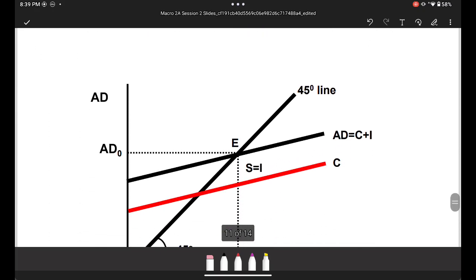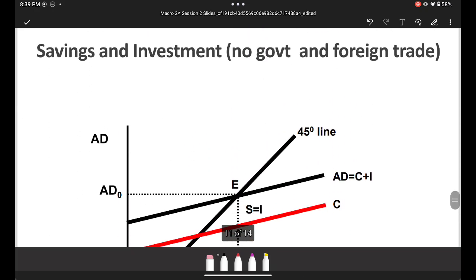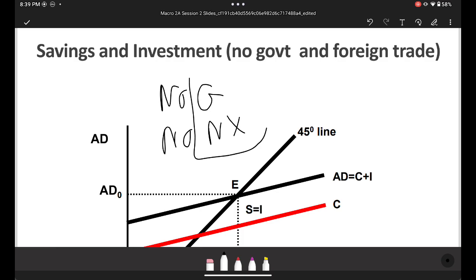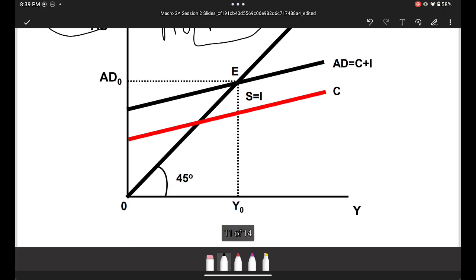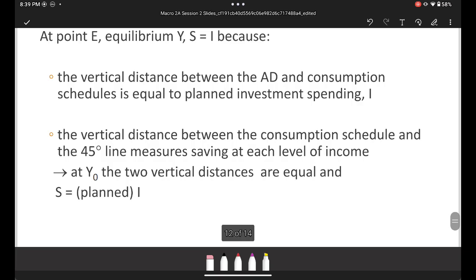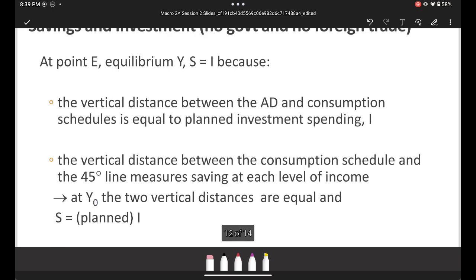Now all these graphs over here, they just tell you one thing, right? I'll tell you it. If there's no government and there's no NX, it means there's no government and no international trading. Savings will always equal investment. This is an equation, right? Just remember that. No government, no trading, investment equals savings, right? Just remember that.